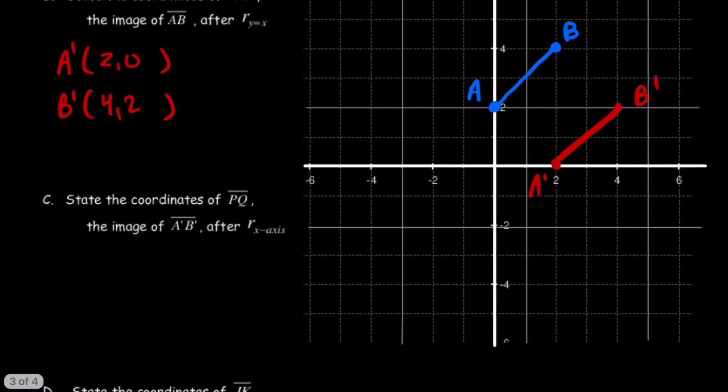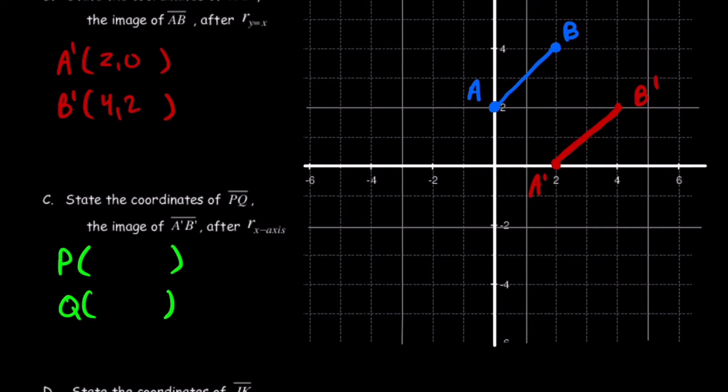Next it says, state the coordinates of PQ, which is the image of A prime, B prime. So we have two images. We have AB here, we have A prime, B prime here. We're taking A prime, B prime, so I'm taking this one, and I'm reflecting it in the x-axis. So here's your x-axis. You can be visual and say, well, that's going to stay there. This will get reflected down there. All right, and we're just going to switch up the letters a little bit. We're going to call it PQ. Or you can use your rules.